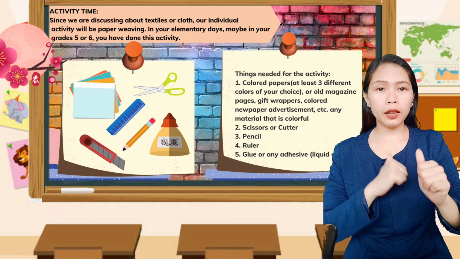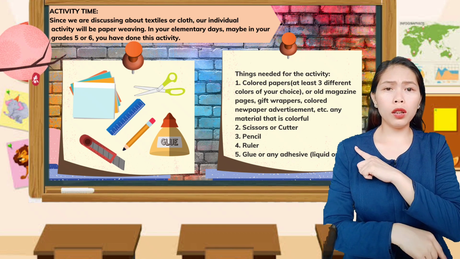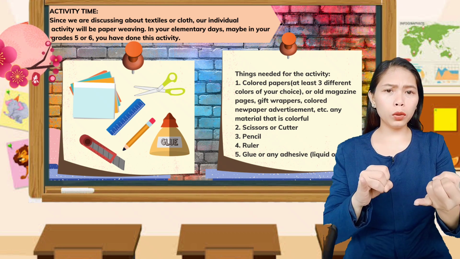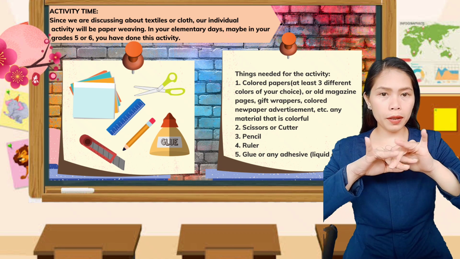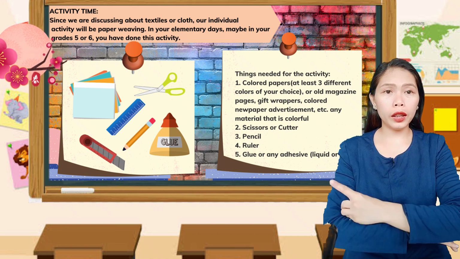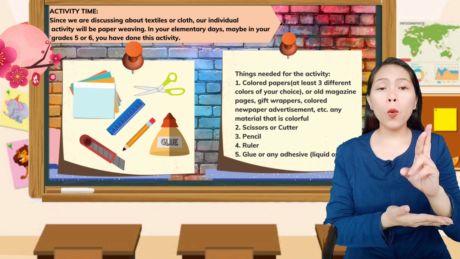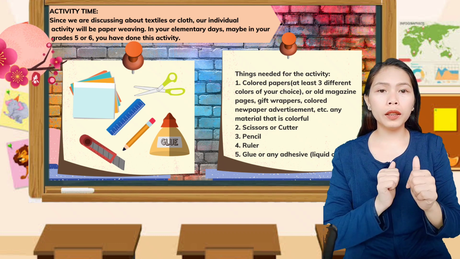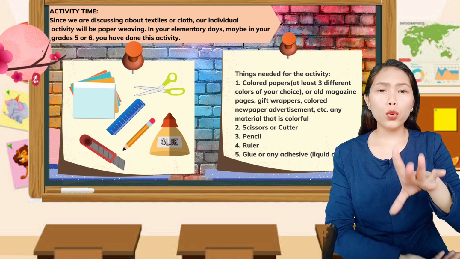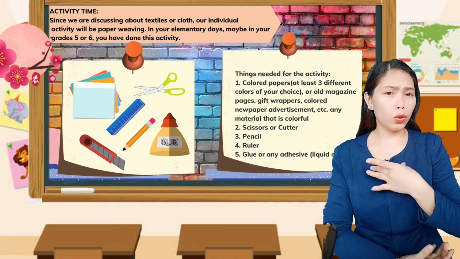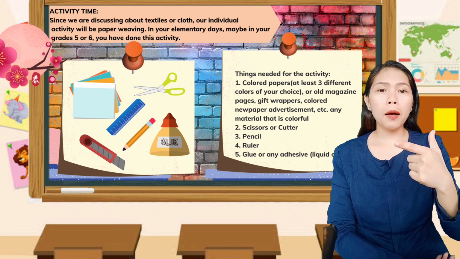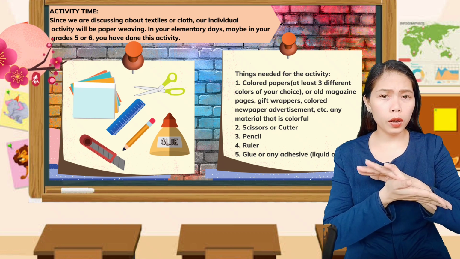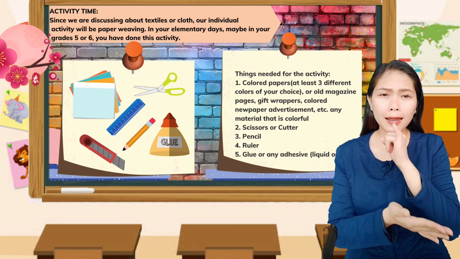Let's have an activity. Since we are discussing a textile or cloth, our individual activity will be paper weaving. In your elementary days, maybe in your grade 5 or 6, you have done this activity. Things needed for this activity: colored paper, choose at least 3 different colors of your choice, or old magazine pages, gift wrappers, colored newspaper advertisements, any materials that are colorful.